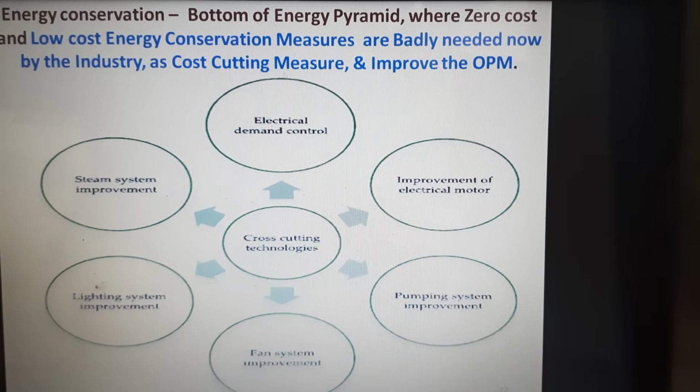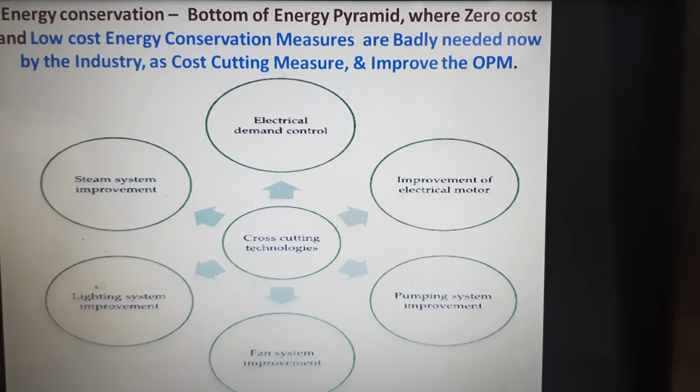So steam system improvement, you try to give only dry steam. The dryness fraction of the steam is very much important, around 5%. Let us say 95% of the steam is dry and only 5% of the steam is moist, and that is delivered to the process, especially on the indirect heating applications.